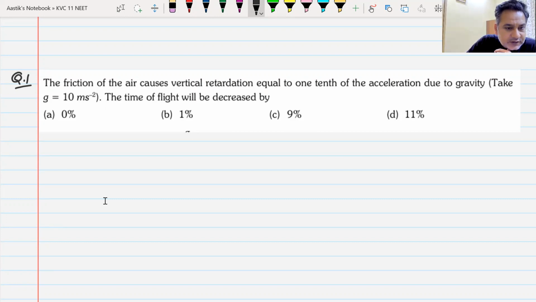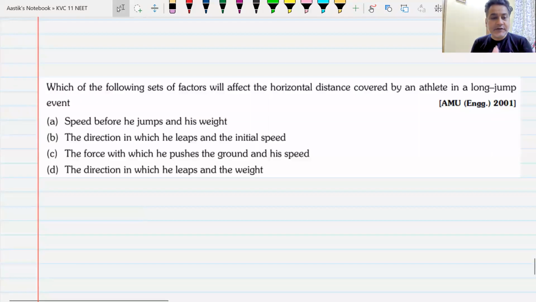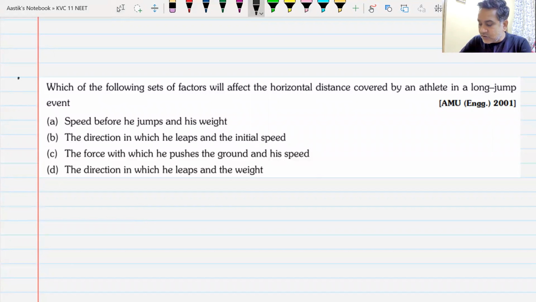Okay, we had not done a question on this, so let me give you this one first. Give me the answer fatafat. Which of the following sets of factors will affect the horizontal distance covered by an athlete in a long jump competition? Don't write the question. You just have to tell me the answer.